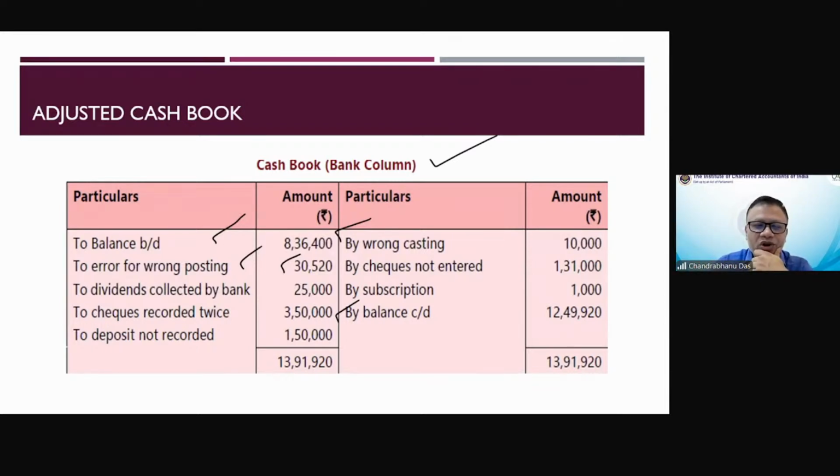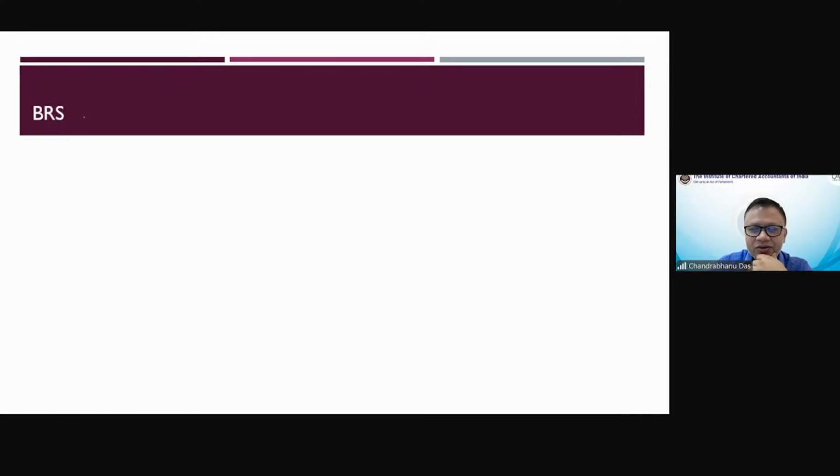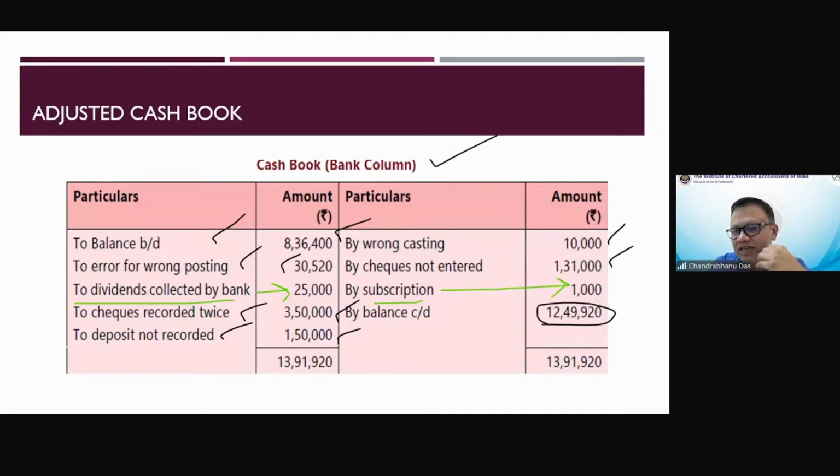So 3520 you got. Dividends which are collected by the bank, you have taken on the debit side. Checks which are recorded twice, you are deleting by crediting, which will decrease the cash balance. You are crediting it, and which would have been credited, you are debiting it and compensating it. Deposit which is not recorded, you are taking it and increasing your cash balance. Now you're decreasing your cash balance by taking wrong casting, checks which are not entered, and subscriptions which the bank has paid, and finally you get your balance of 12,49,920.